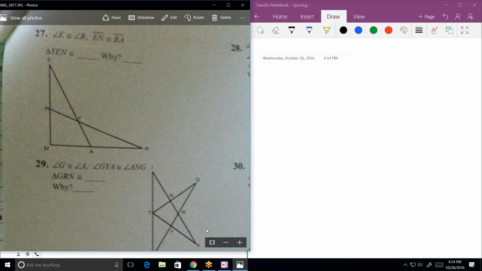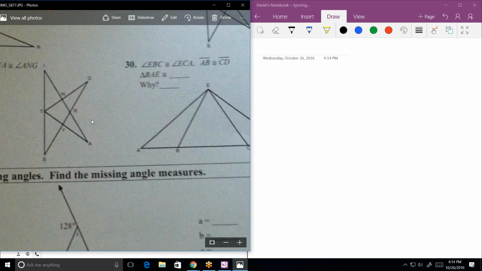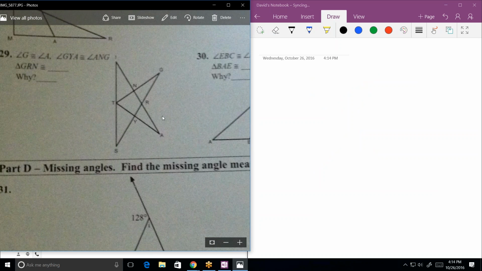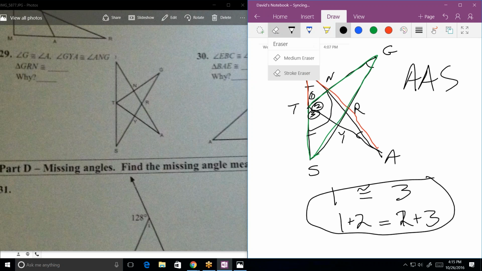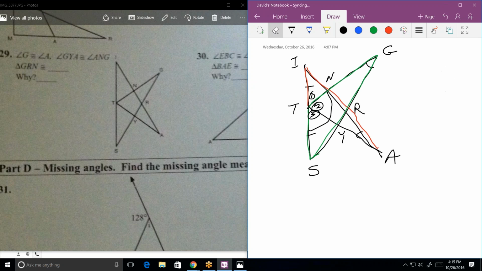Have a look at 29. Yeah, that looks familiar. It's the same drawing. I wish I had never erased it. Oh, maybe I can get back to it. Sure. Perfect. And same letters even. Good. No, not the same letter. Oh, yes. Yes, it is. Let me erase some of this stuff.